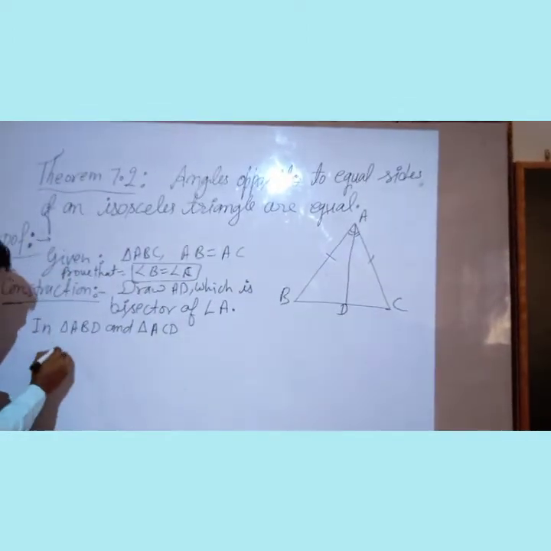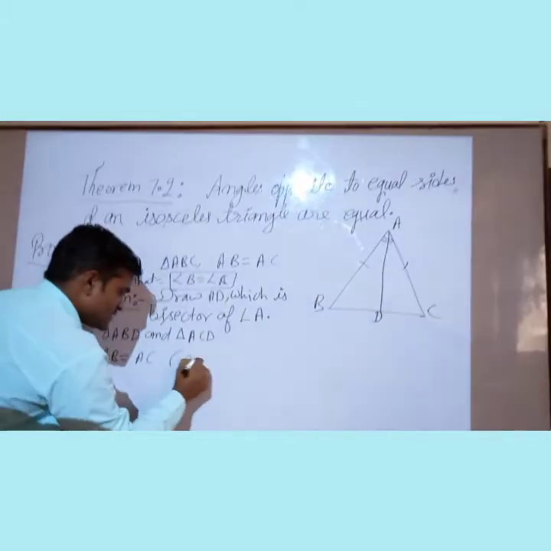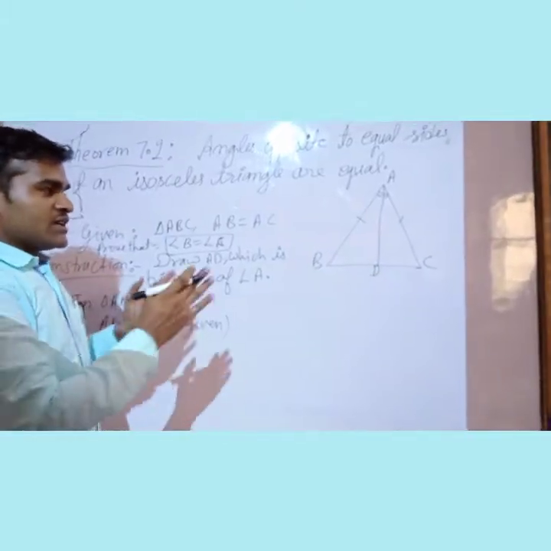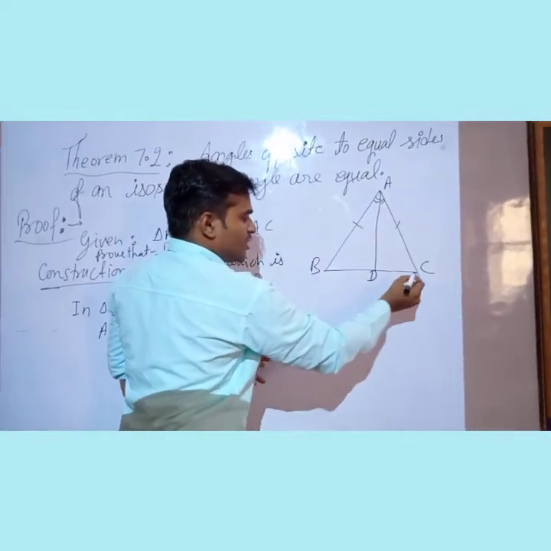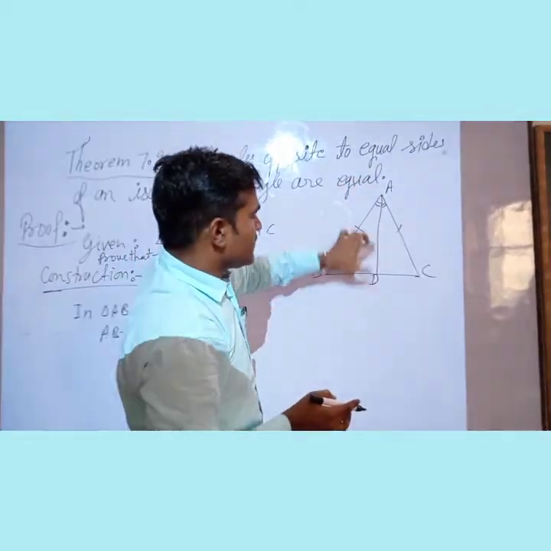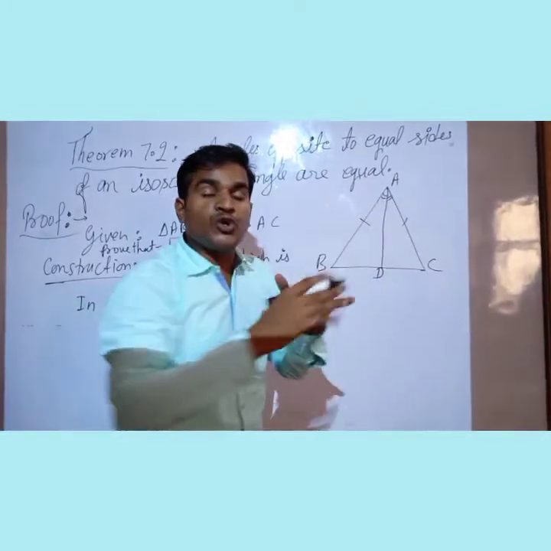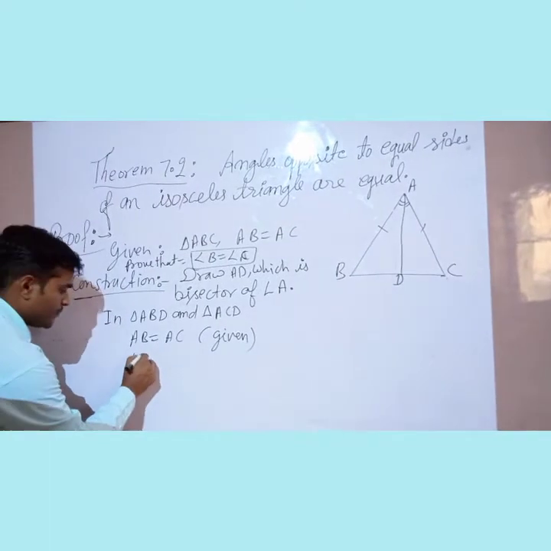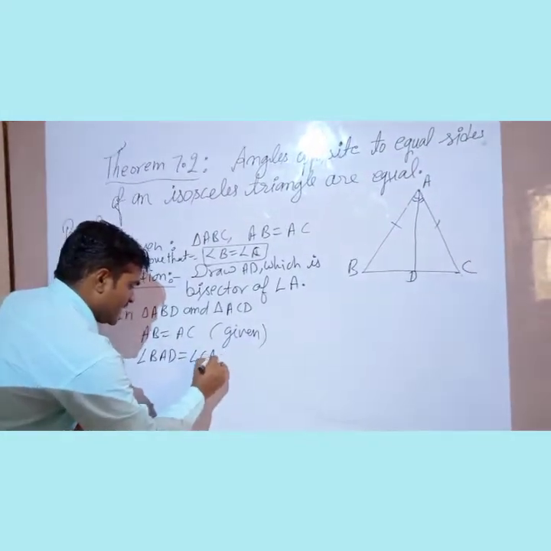Here AB is equal to AC, that is given. It's clear. Now children, angle BAD is equal to angle CAD. How? Because AD is the bisector of angle A, which divides angle A into two equal parts. So children, angle BAD is equal to angle CAD.